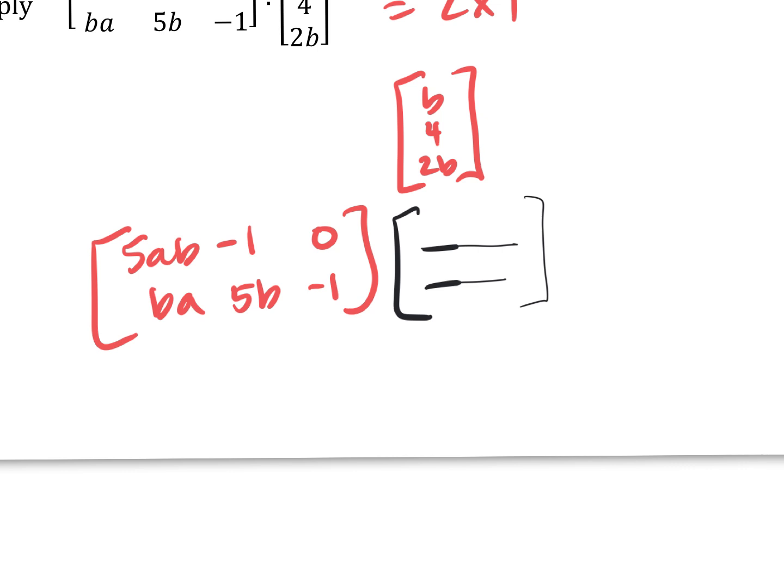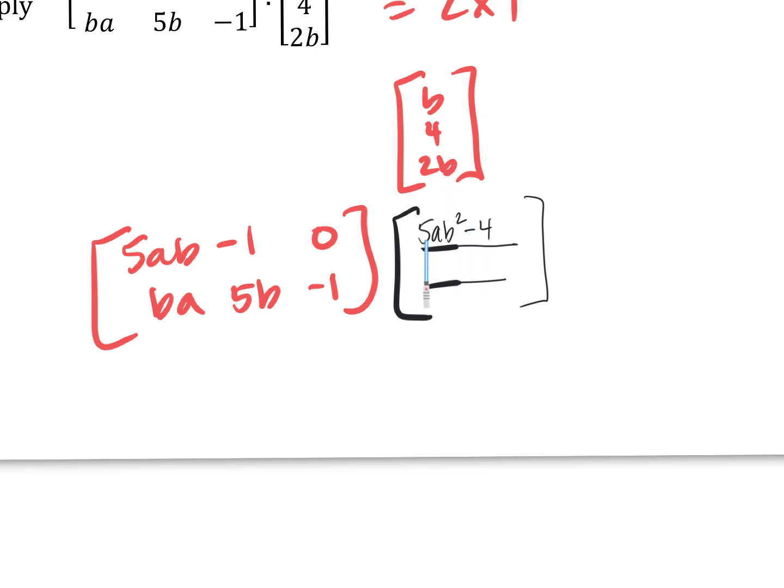So don't forget to multiply matrices together. We're going to take everything in that row times everything in that column, and then we're going to add them up. What is 5AB times B? 5AB squared. So I'm just going to write that down because that's a lot. 5AB squared. What's going to be multiplied next? -1 and the 4 is going to get me -4. So I'm just going to write -4 plus 0.